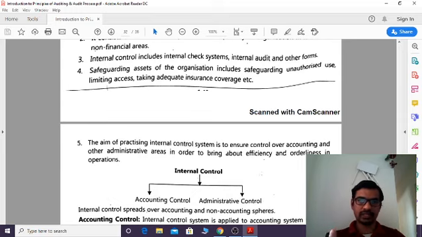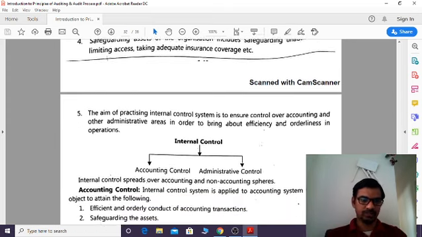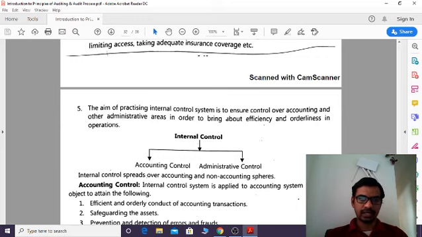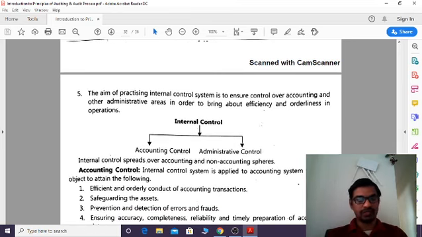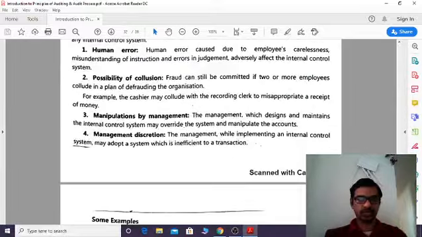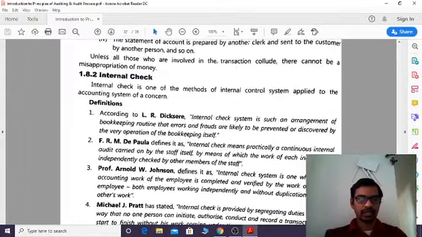Unauthorized use of those assets is avoided, limiting access to an asset is there, as well as taking adequate insurance coverage on that. And the aim of practicing the internal control system is to ensure control over accounting and other administrative areas in order to achieve the objectives of the management. Understood? So in this way, it is about the internal control system.